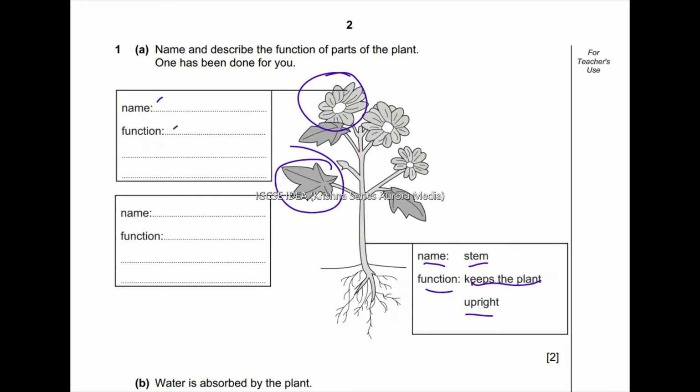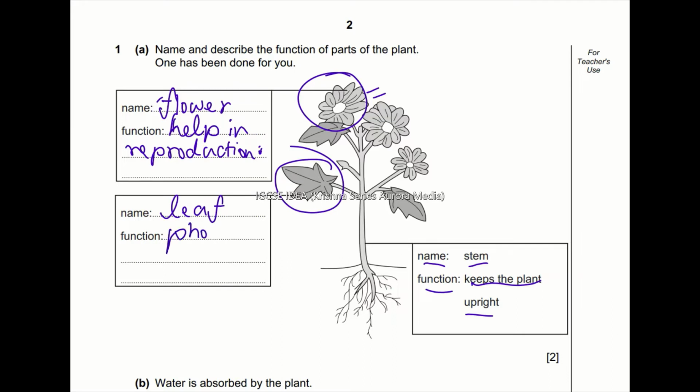Okay, so this is definitely a flower. And its function is to help in reproduction thanks to bees through pollination. Next name, this is leaf, and it does photosynthesis.